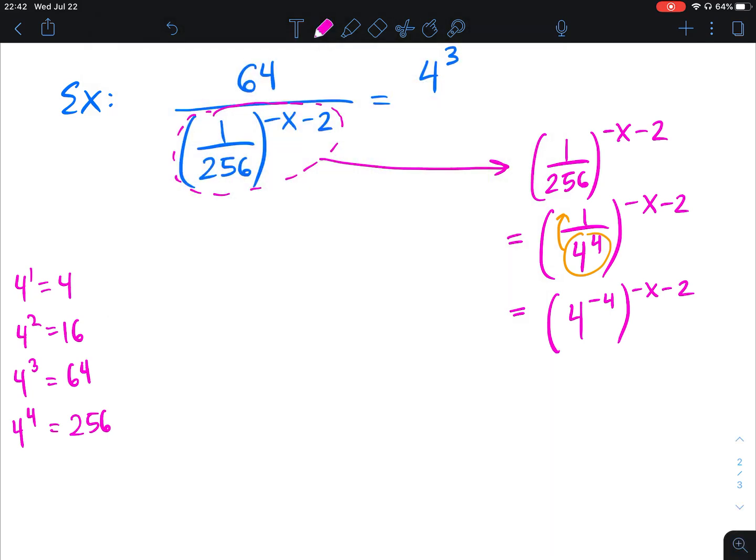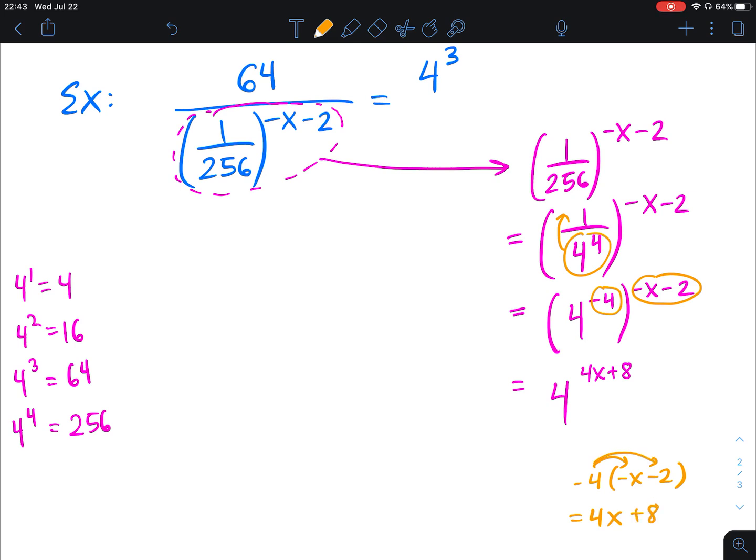And now we're in a spot similar to what we saw in the last example where we've got a base to a power to a power. And so what we need to do is multiply the powers. So I'm going to get here 4 to the power of 4x plus 8, because when we multiply the powers are -4 times -x minus 2. So if we use our distributive property there, we get a positive 4x and a positive 8.